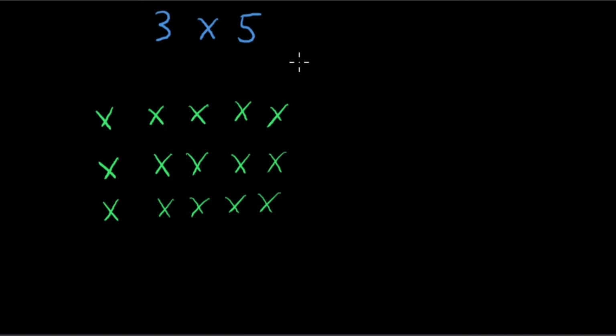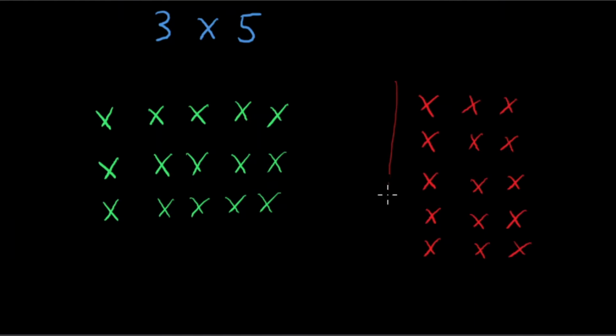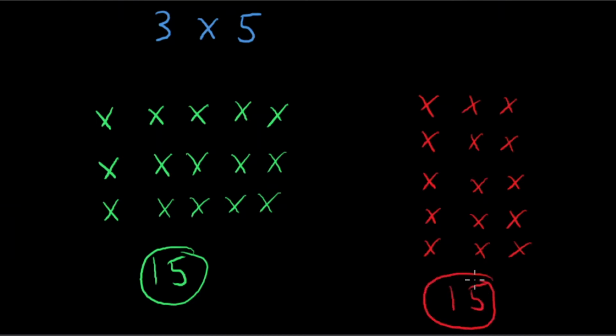Here's one example. Another way you could have done it is you could have set it up as 5 rows and 3 columns. Either way, how many do you have inside of each array? So if you look at this array over here, we're getting 15. And if you look at this array over here, how many are you getting? Hopefully you're seeing that it's 15.